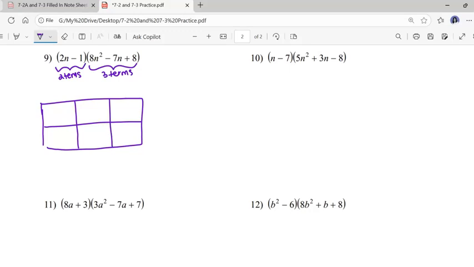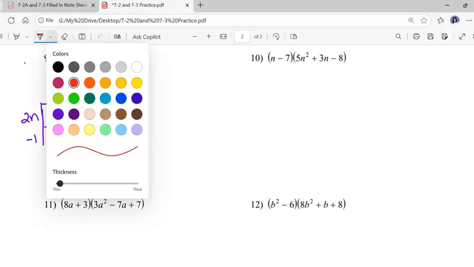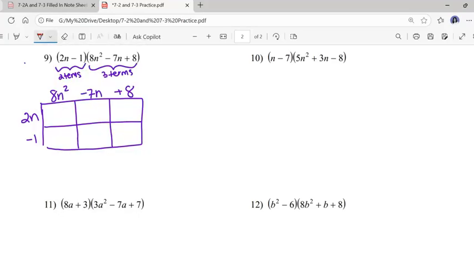You don't have to do it this exact direction. I just like mine to be horizontal. Then 8n squared minus 7n plus 8 across the top. Same as every other problem we've done, we're just going to multiply the terms that go in that box, or that meet in that box.